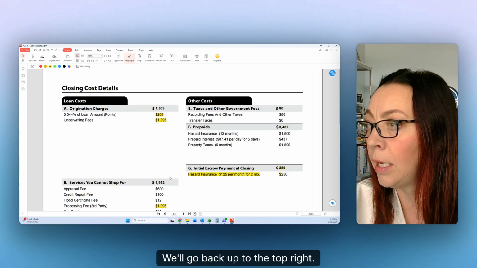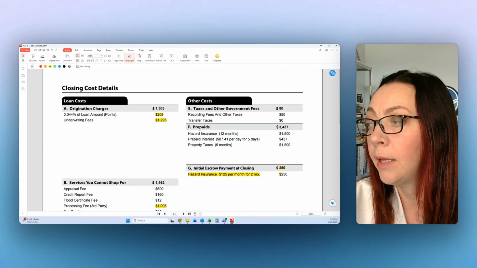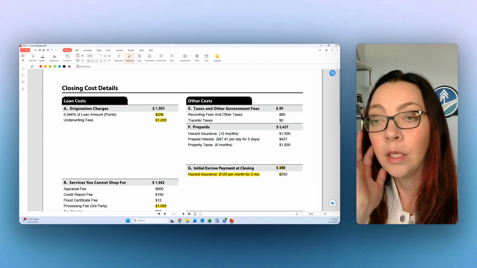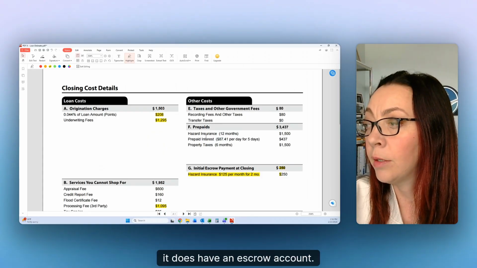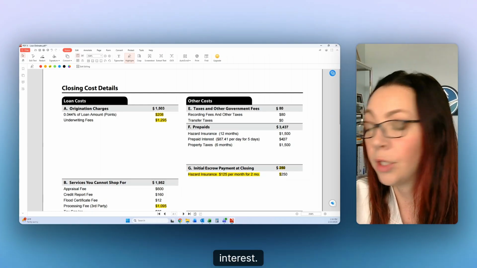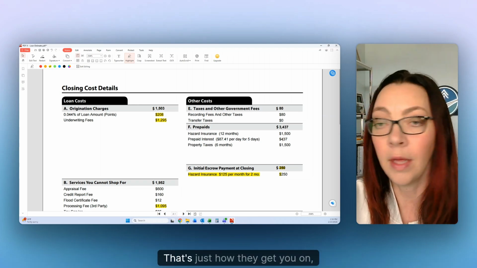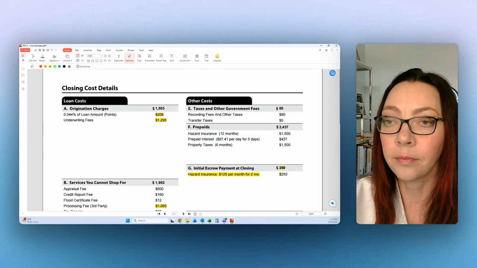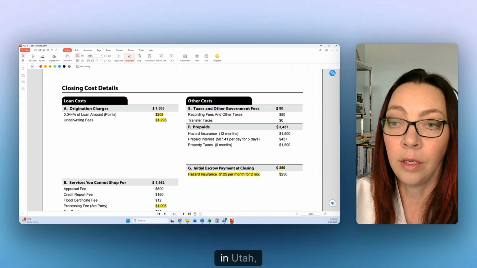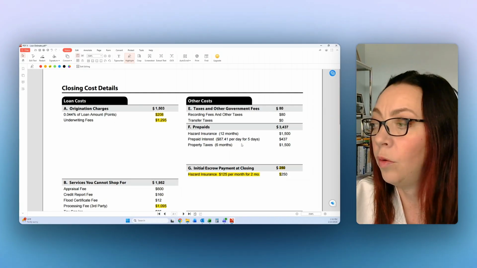We'll go back up to the top right. Other costs, so in Utah, our deeds total $80. Prepaids, this is the section you would have if you have an escrow account. So in this scenario, it does have an escrow account, so we're going to prepay the homeowner's insurance up front for the full year. We're going to collect interest. Interest is collected from the day the loan funds through the end of the month. That's just how they get you on monthly full complete billing cycle. And then your property taxes. In Utah, our property taxes are due every November, so this number will change depending on when you close.